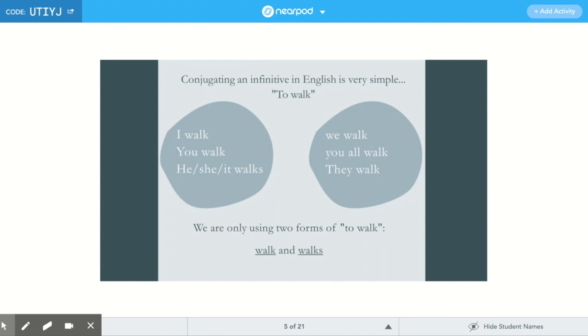So conjugating an infinitive in English is very simple. So let's take this English infinitive to walk. And in these blue circles, we see what it looks like once it has been conjugated. I walk, I is the subject. You walk, you is the subject. He, she, it walks. We walk, you all walk, they walk. So in English, in this scenario, we are only using two forms of the infinitive to walk. We only say walk, or in this case, we say walks. But those are the only two forms that we are going to be using.